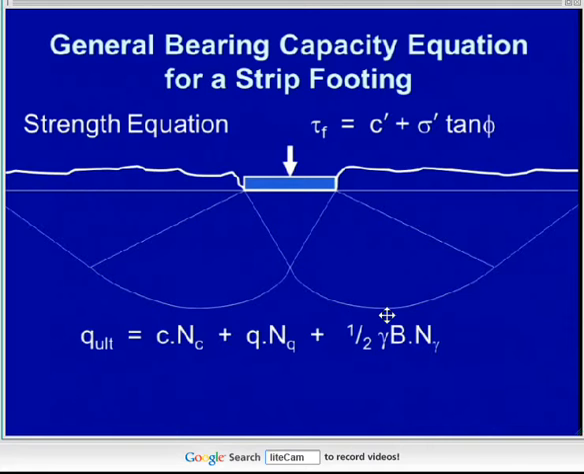When phi equals 0, Nc has a value of 2 plus pi, i.e. 5.14. When phi is 0, Nq has a value of 1. And when phi is 0, N gamma has a value of 0. But as phi starts to increase, the values of those constants get bigger. And so we can find those by looking them up in tables. That's what most engineers do.